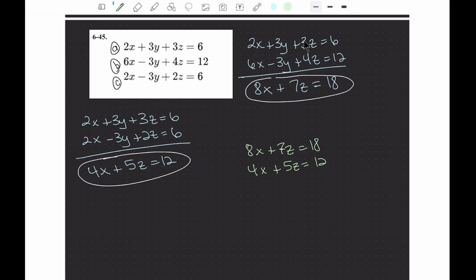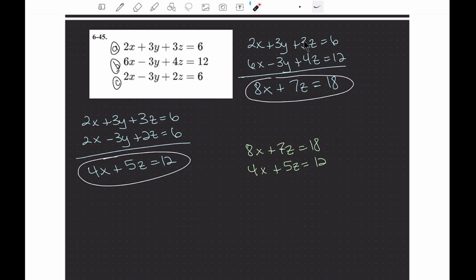So now we have two variables. Now we have to eliminate one of those variables. So now you're asking yourself that question again: do I want to solve for one of those variables and plug it back into the other one, or do I want to just keep going with elimination? I'm going to go with elimination, right? So I have to make a choice. Do I want to get rid of my x's? Am I going to eliminate x, or am I going to eliminate z?